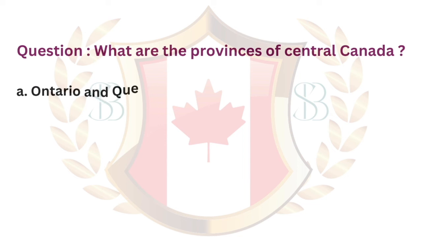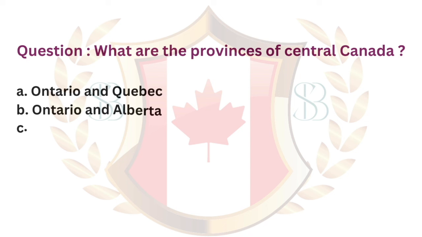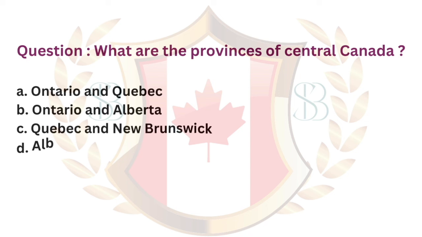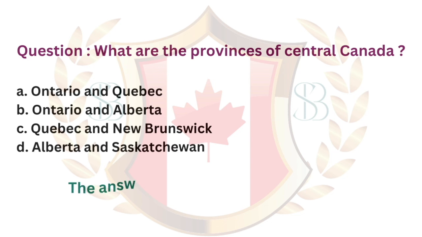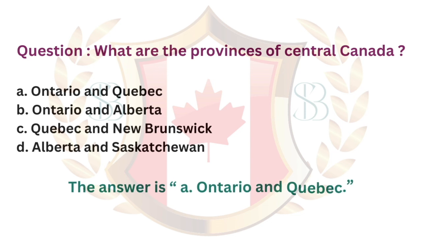Question. What are the provinces of Central Canada? A. Ontario and Quebec. B. Ontario and Alberta. C. Quebec and New Brunswick. D. Alberta and Saskatchewan. The answer is A. Ontario and Quebec.